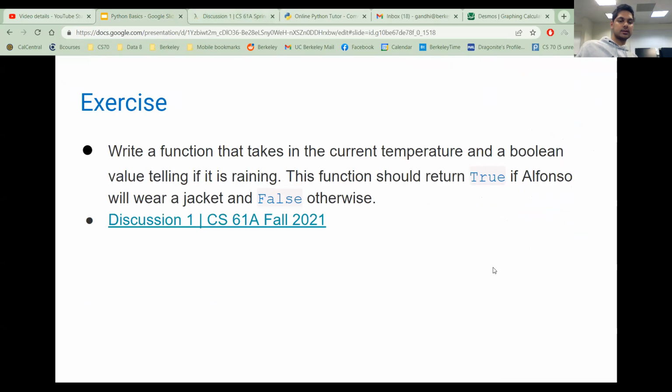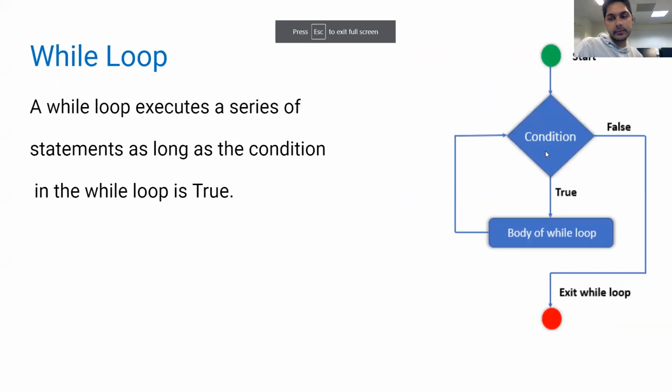Okay, so iteration. A while loop is a series of statements where we run a body as long as the condition is true. So we have a starting point, and we keep running the same code over and over until we have a condition that's false. And then when the condition is false, we exit the body of the while loop.